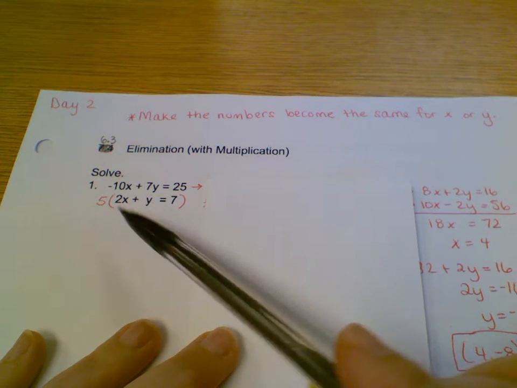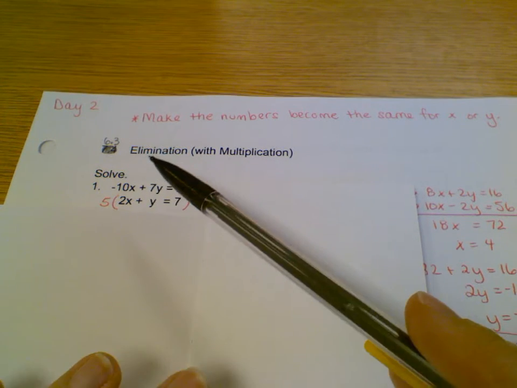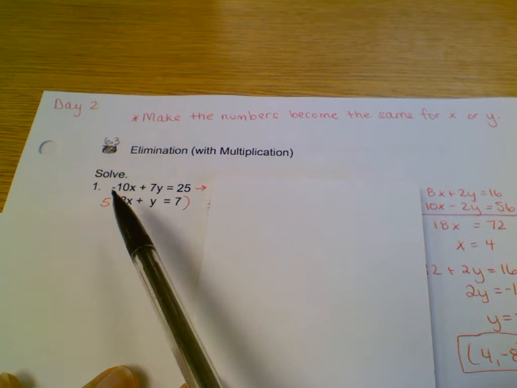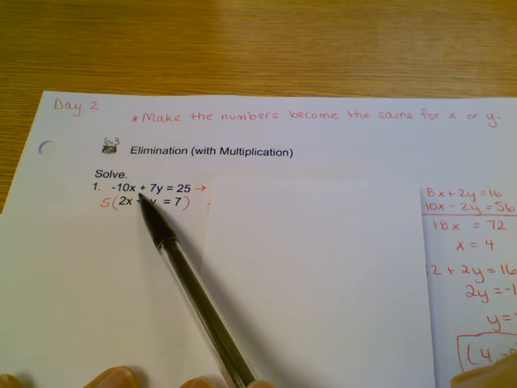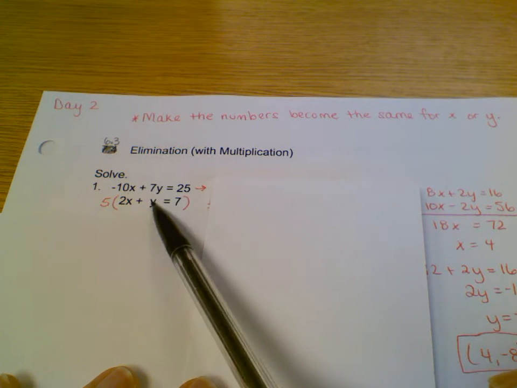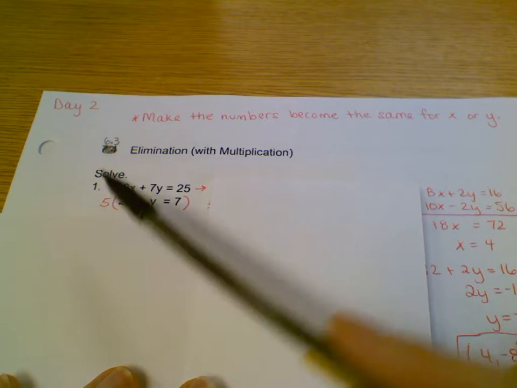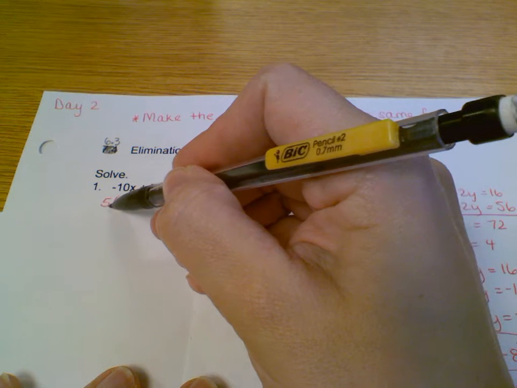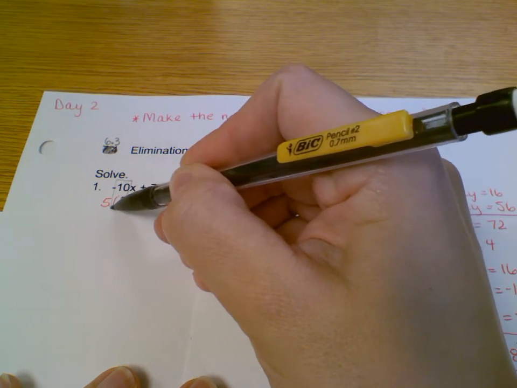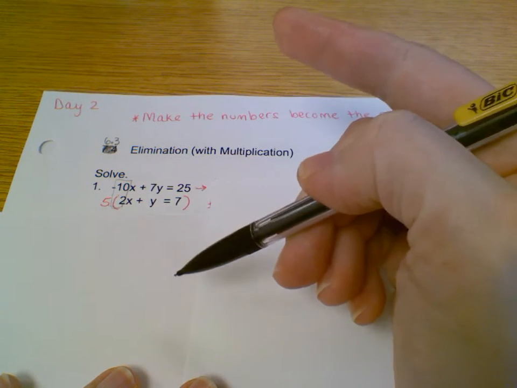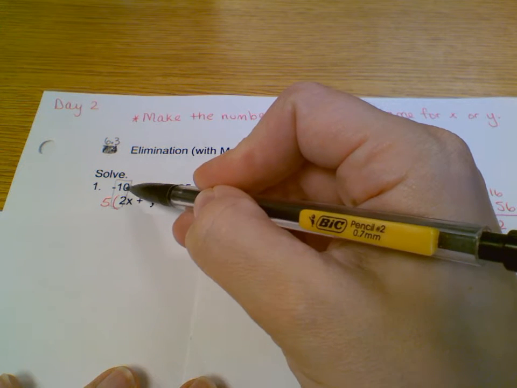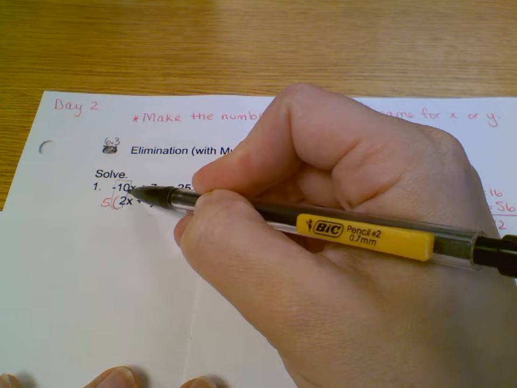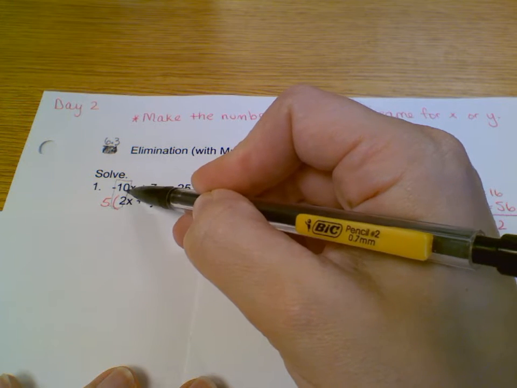So you get to choose which one you want to do. So for example, in this case, I could choose to eliminate the x's, or I could choose to eliminate the y's. If I choose to eliminate the x's, then I need to make these numbers here become the same. So the first thing I would always think about is, can I multiply the smaller number by something to make it become the bigger number? So in this case, you could multiply it by 5.